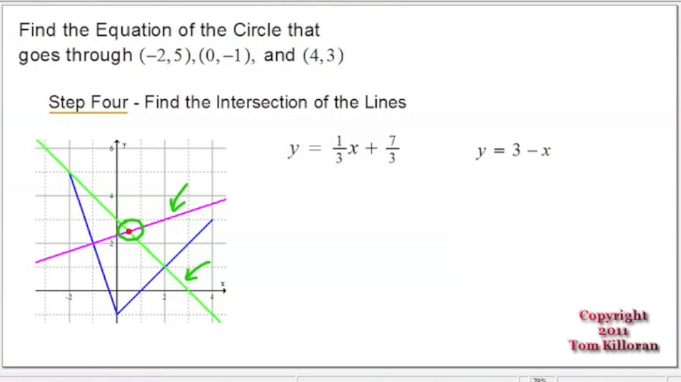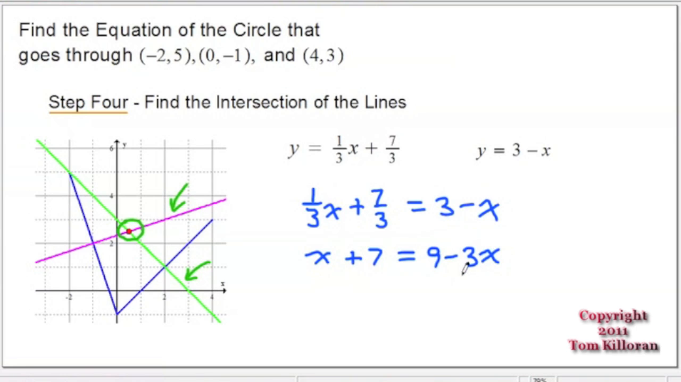So we're going to solve the equation 1/3 x plus 7/3, and set it equal to the other one, which is 3 minus x, and solve for x. So probably the first thing I'd do is get rid of all the fractions, multiply everything by 3, so you're going to get x plus 7 is equal to 9 minus 3x, and then solve for x.